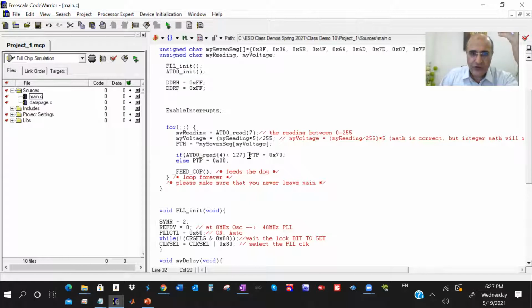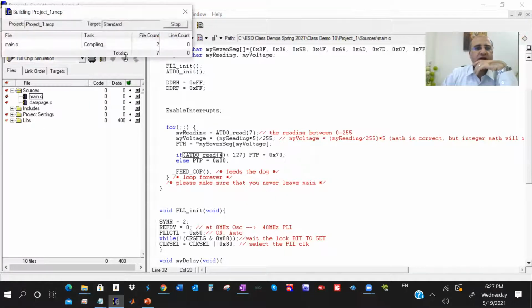So I write once to port P bits 5, 6, and 7, right? Which are 4, 5, and 6, which are the red, green, blue LEDs. Else, I turn off the LEDs, meaning it's already bright. Turn off the LEDs. Okay? This is the whole program. So I'm reading 2 different voltages on 2 different channels using the same function. Okay, let me program it.